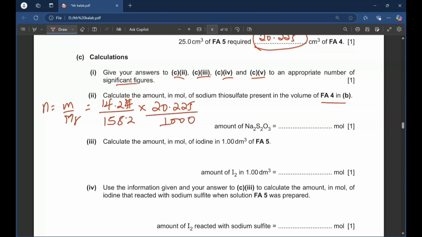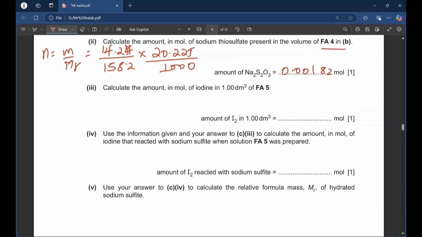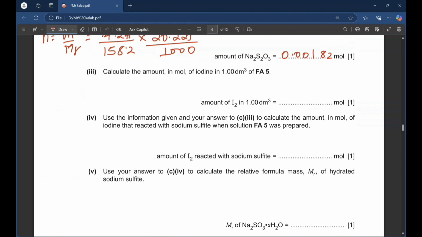Okay, good. Now this will be 0.00182. 0.00182 moles of sodium thiosulfate. How many significant figures? 1, 2, 3 significant figures. Now we have 3 significant figures. Good. The next question is to calculate the amount in mole of iodine in 1 decimeter cube of Fa5. Amount in mole of iodine in 1 decimeter cube of Fa5.